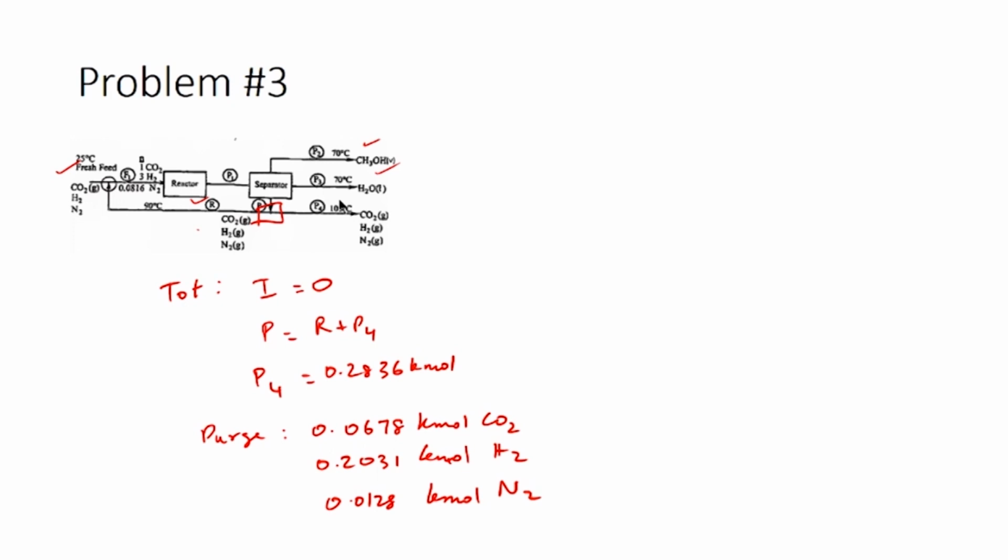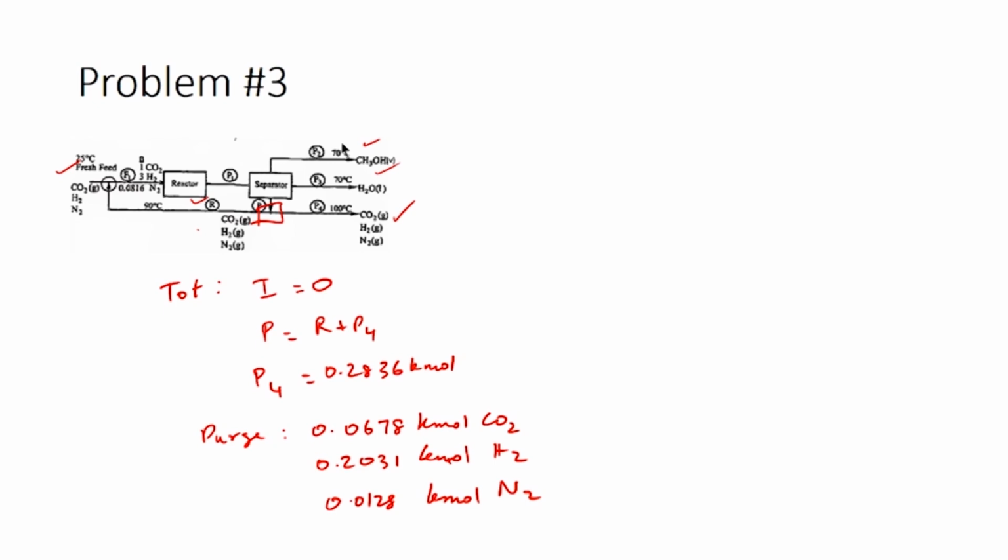So, now we have all the information. So, we have the information about fresh feed, we have the information about the product stream for methanol, product stream for water and the purge stream which contains all the carbon dioxide, hydrogen and nitrogen. So, we have information about the overall system, all the flow rates for the overall systems are available. So, the amounts now that are available can be used for performing the energy balance calculations.